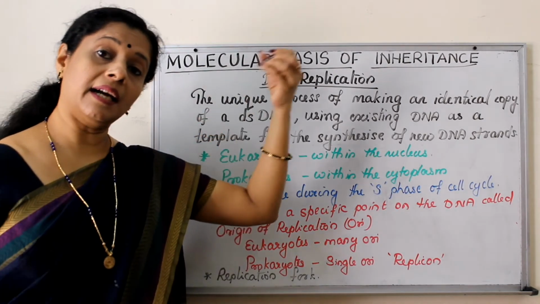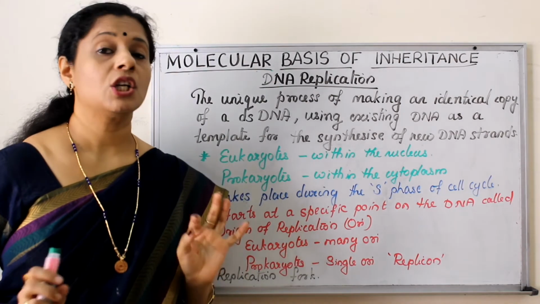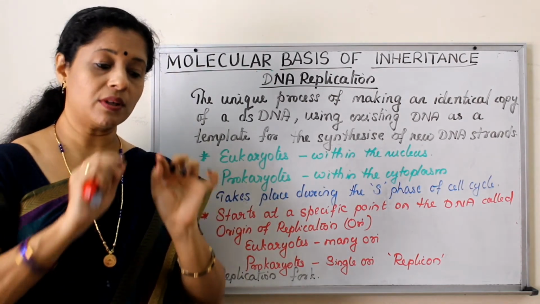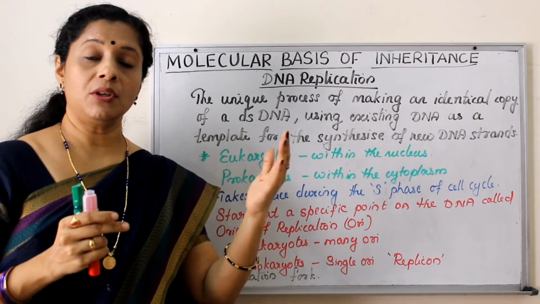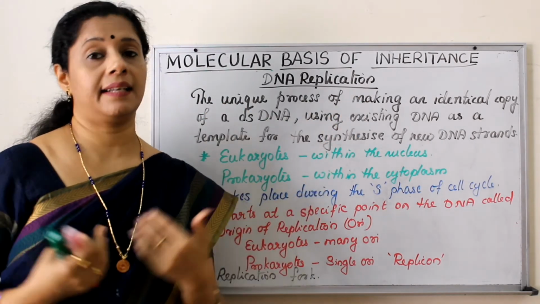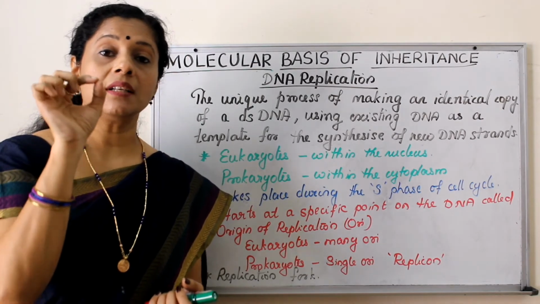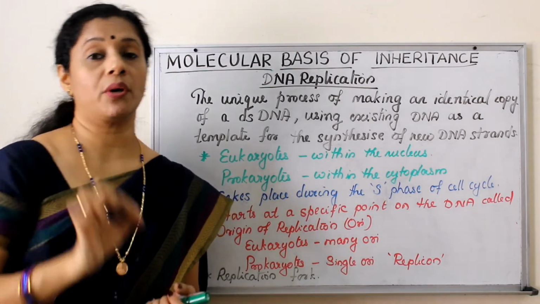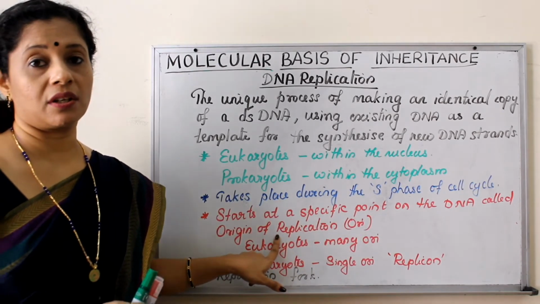Now, where can it happen? Can it happen entire length of the DNA? We learned our DNA is very long. So, in case of prokaryotes, they usually have a single circular DNA. And in eukaryotes, it can be a linear DNA. So, in this case, the replication starts at a particular point. That point is called the origin of replication.